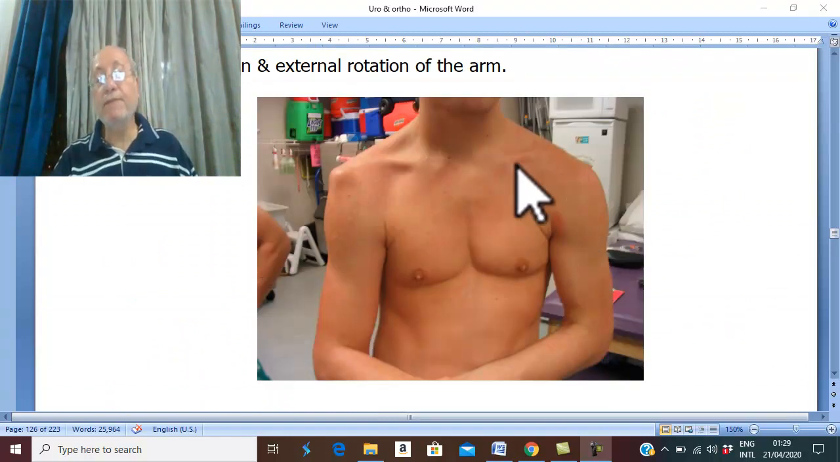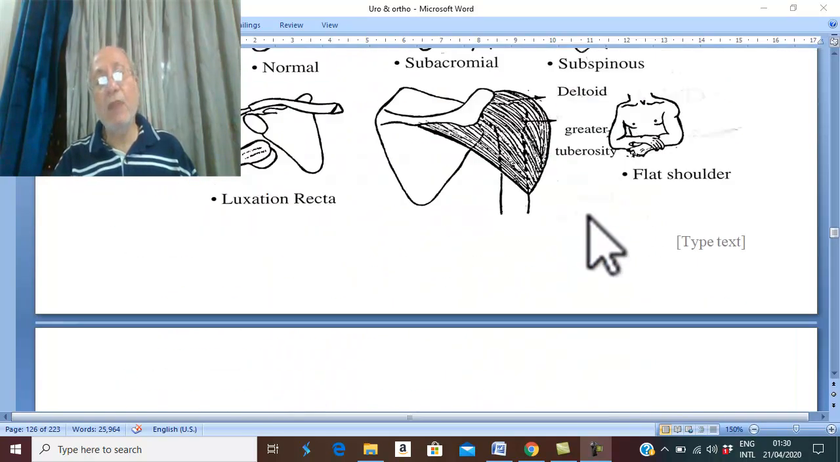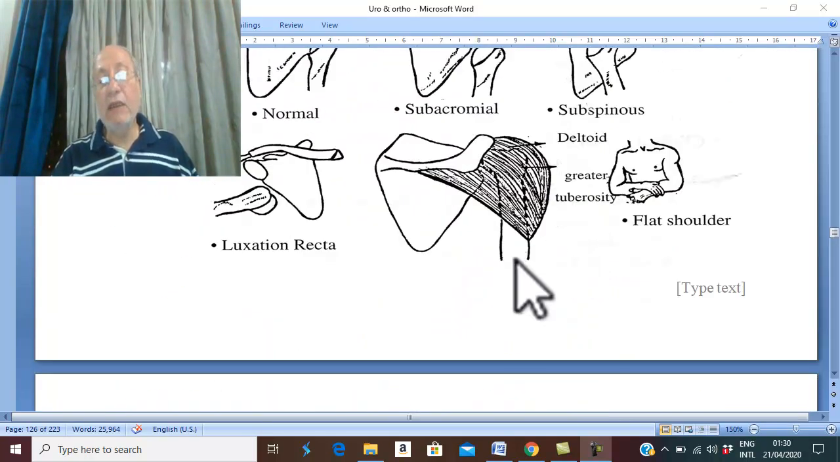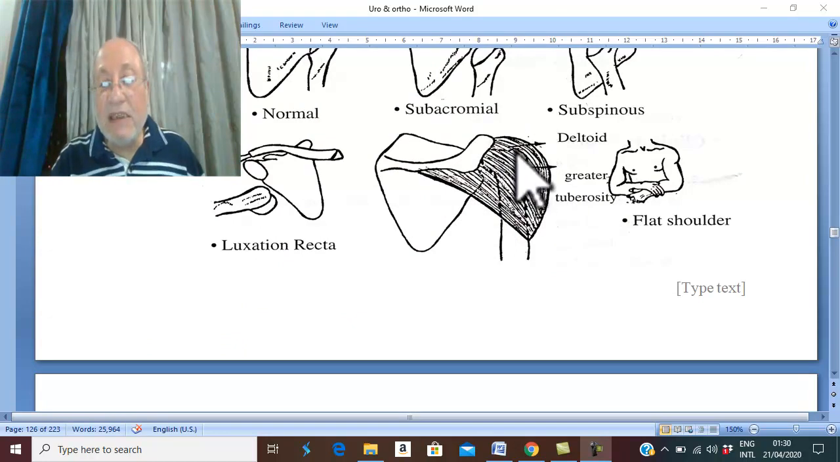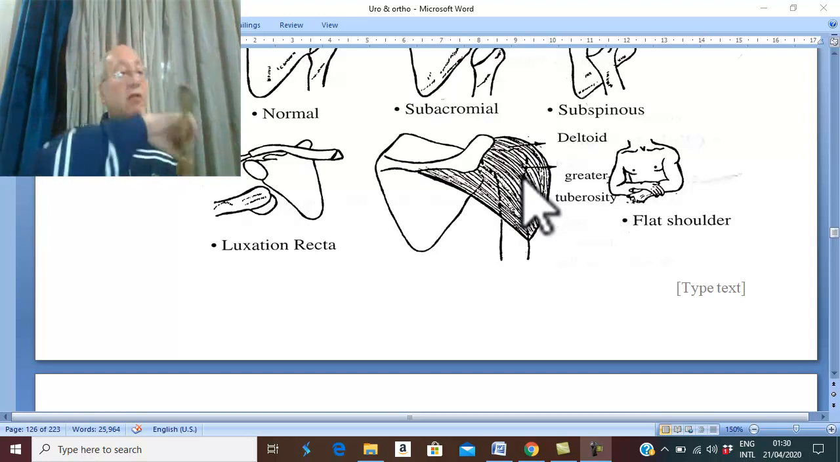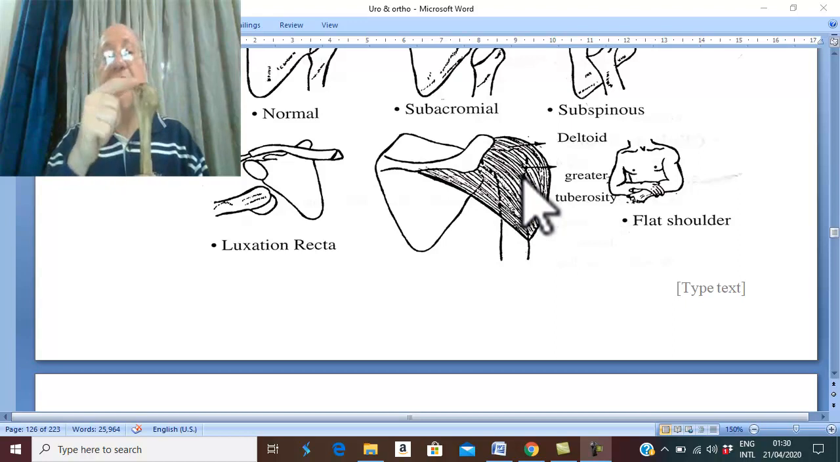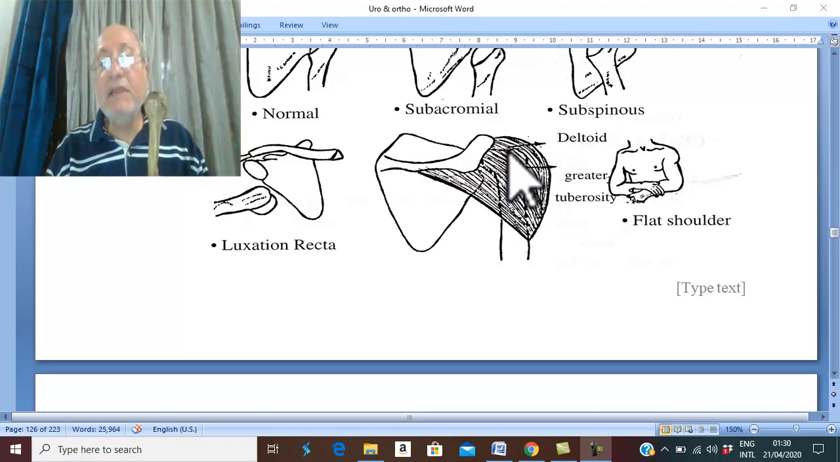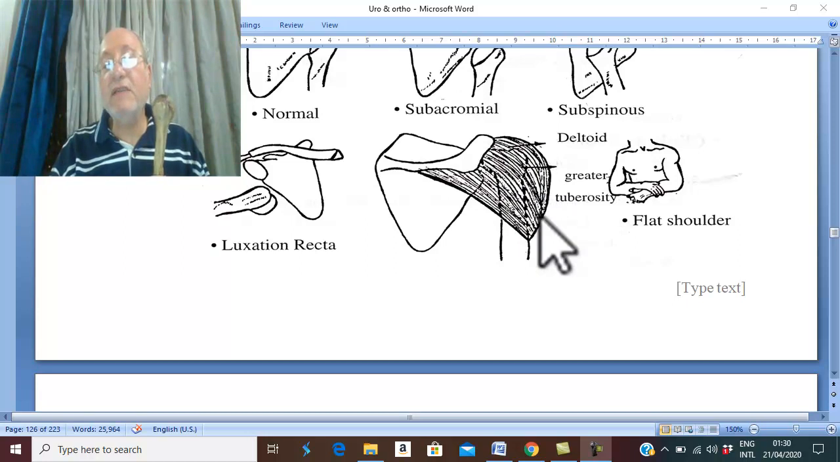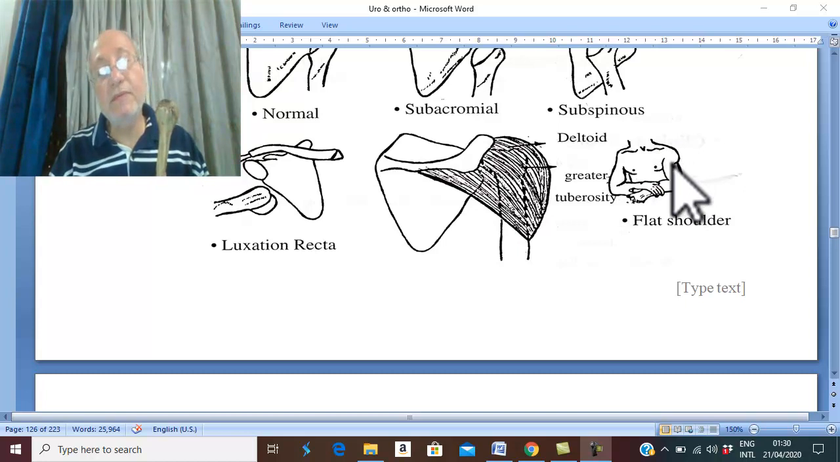Look at the normal shoulder, which is rounded and bulging. Why rounded and bulging? Because the deltoid muscle is elevated by the underlying bulk of bone, which is called the greater tuberosity. The presence of the greater tuberosity elevates the shoulder region and the deltoid, giving this rounded contour of the normal shoulder region.